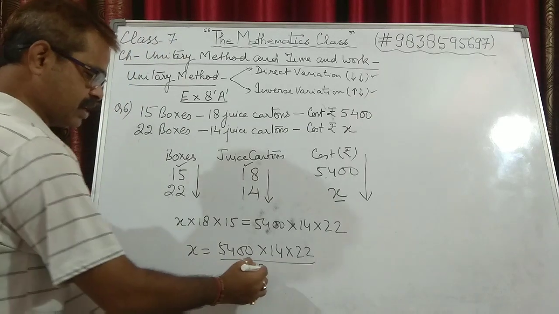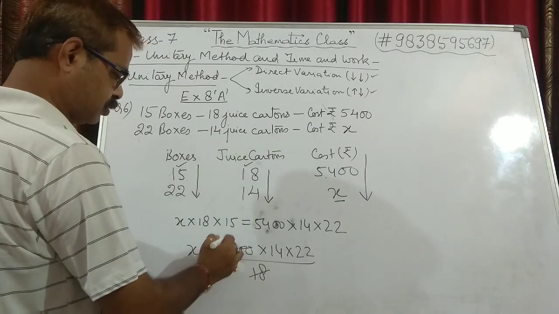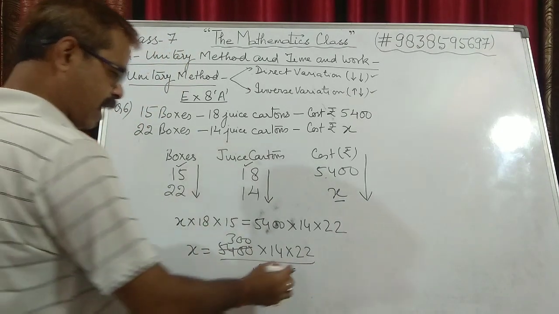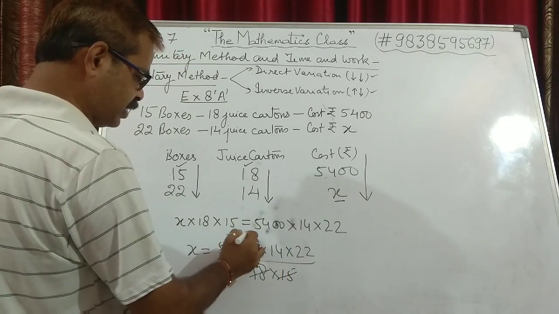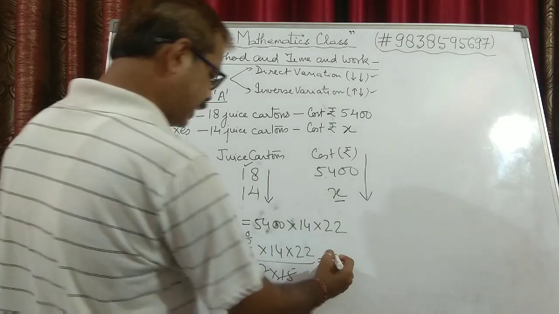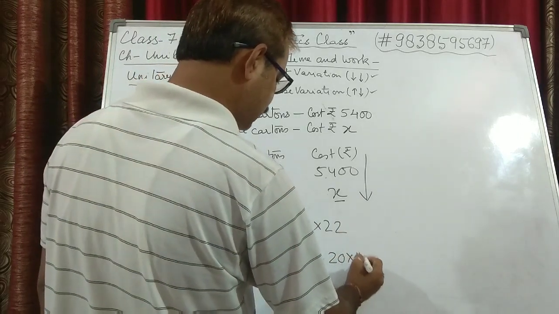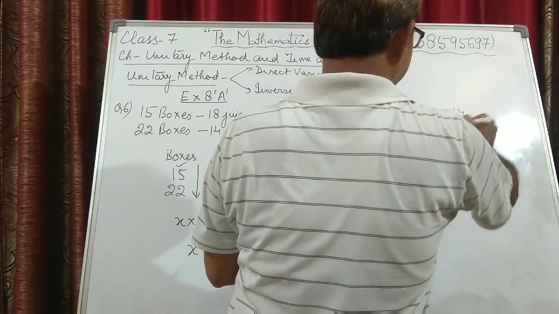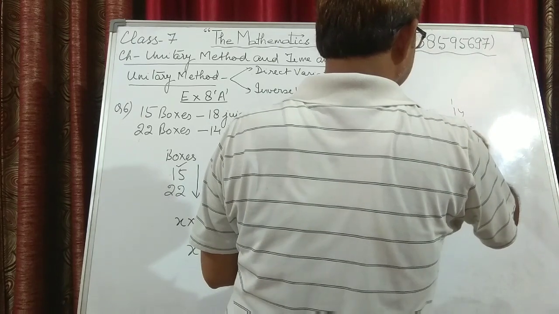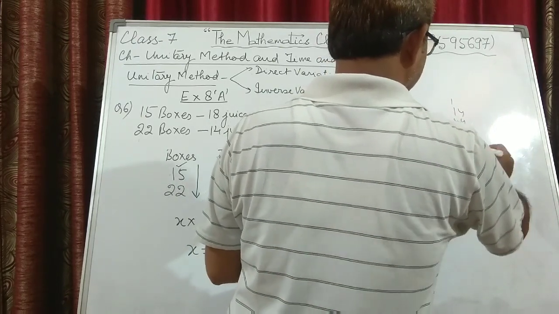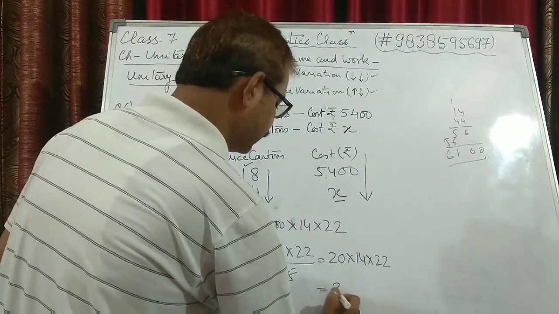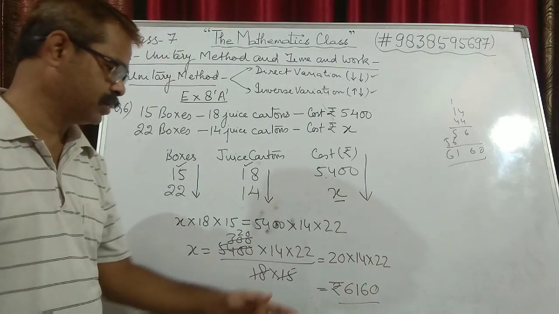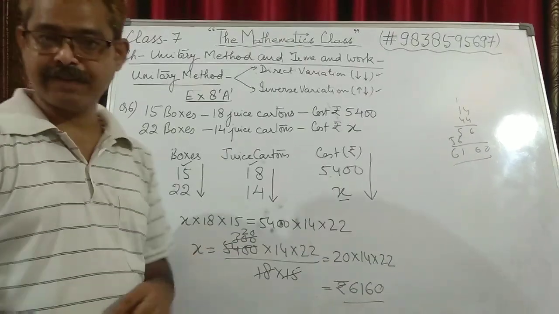I hope 18 3s is 54. So 300, sorry, into 15 is also there. Into 15 is also there. And we know that 15 2s is 30, so 20. So you will get 20 into 14 into 22, that is 44. 14 into 44 comes out to be rupees 6160 if I am not wrong. Please check the calculation. I hope this you would have understood.